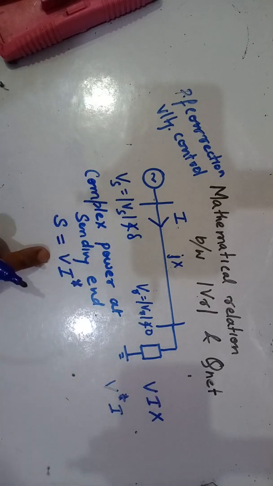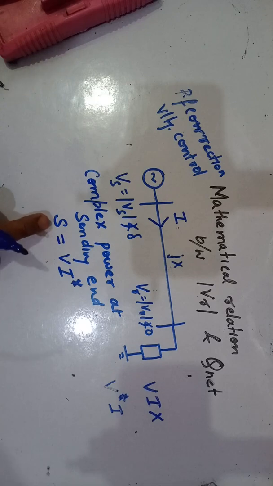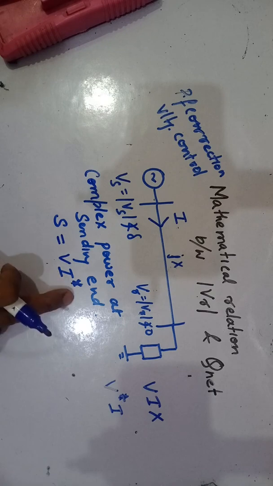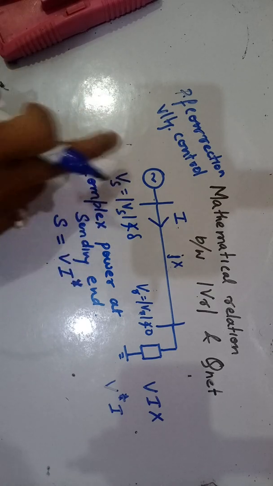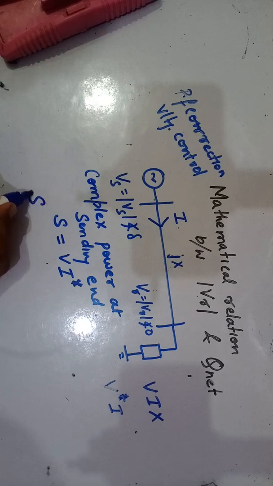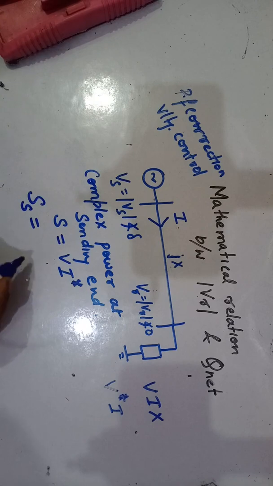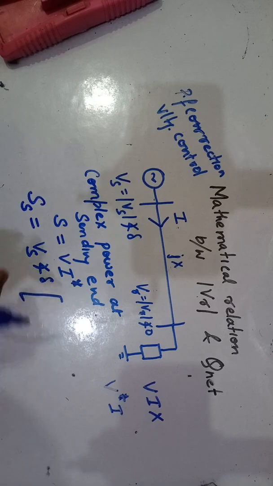Now here, this is the complex power, this is the voltage, and this is the current's conjugate. Now which end are we talking about? We are talking about the sending end. So here we will take the sending end voltage. The sending end voltage is Vs at an angle delta. And what is your current?